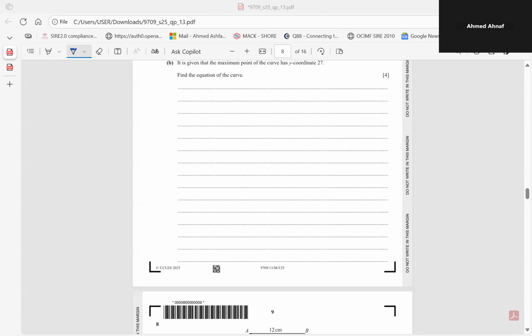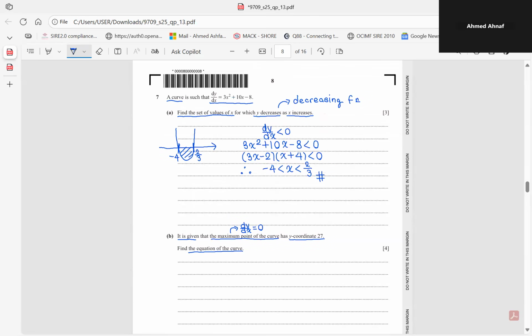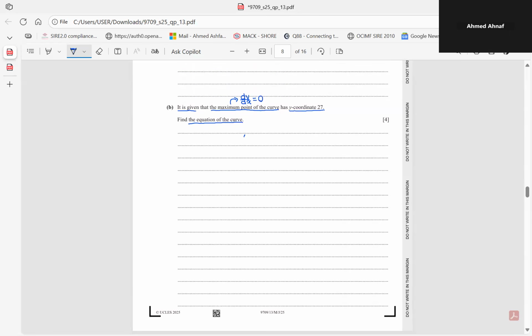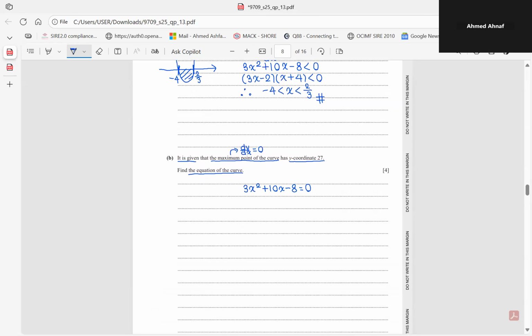Okay, so for this part, we're told that the maximum point of the curve has y coordinate 27. And using this, we're supposed to find the equation of the curve. As we know, the maximum point is a stationary point, and hence at the maximum point dy/dx would always be equal to 0. So first, let's take the expression of dy/dx, 3x squared plus 10x minus 8, and equate it to 0. We should already know the answer because we have already solved it, so I'm not going to explain it much here.